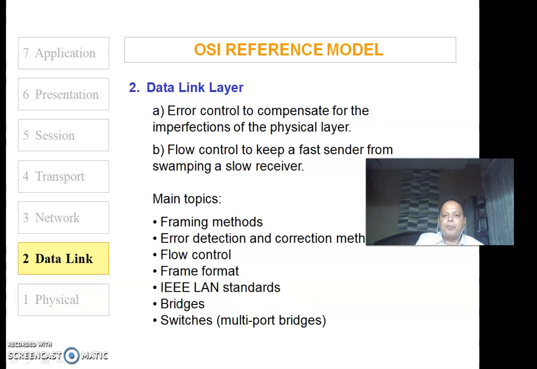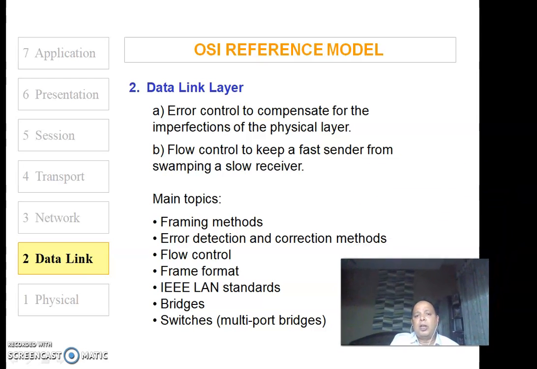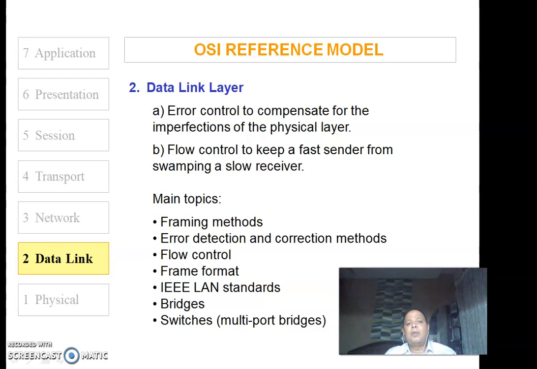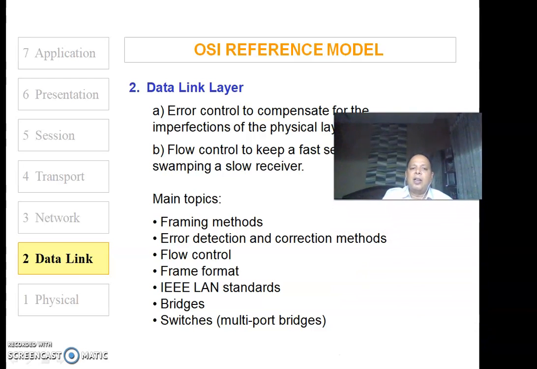Moving to the data link layer, what are the issues? The data link layer basically deals with error control. Why error control? Because this is to compensate for the imperfections of the physical layer. The physical layer might introduce certain imperfections, and those are taken care of at the data link layer. Another process handled at the data link layer is flow control, so that the incompatibility of speed between a fast sender and a slow receiver, and vice versa, can be taken care of.